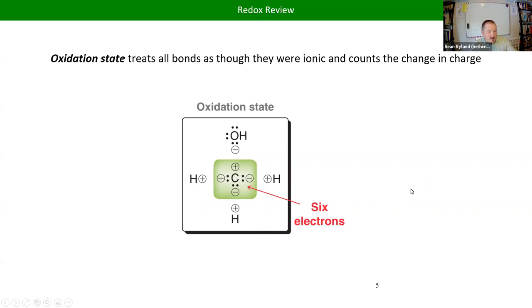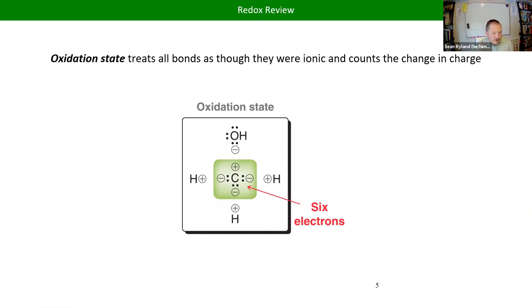So again, this is not the same as saying that an atom has a charge. Formal charge is still our way of doing that. Oxidation state is a separate tool, even though it still is talking about charge. It's not talking about the actual charge. It's just a useful tool.